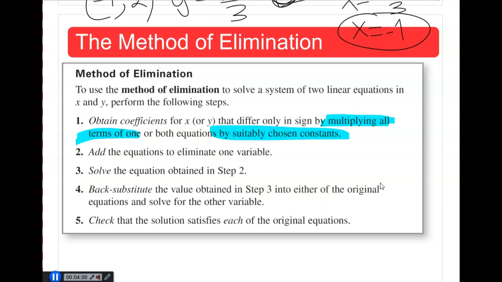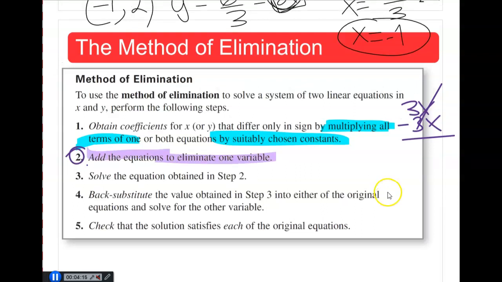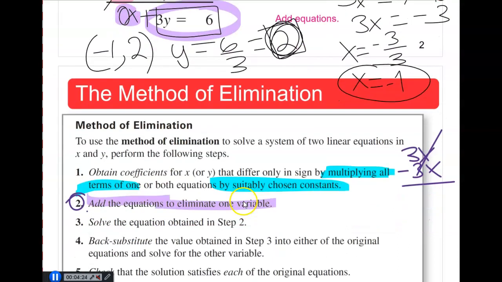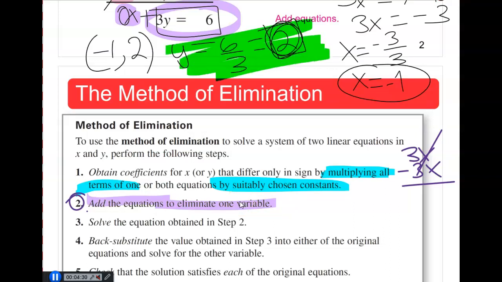Once you have achieved the opposite coefficients, like we had 3x and minus 3x, you can move on to step 2, which is you add the equations to eliminate one variable. We did that over here. We got 0x, and then we were able to just have 3y equals 6. So we eliminated one variable, and then from there you solve the equation like we did here. We got y equals 2, and then from there you use back substitution, just like we did to find the value of x.